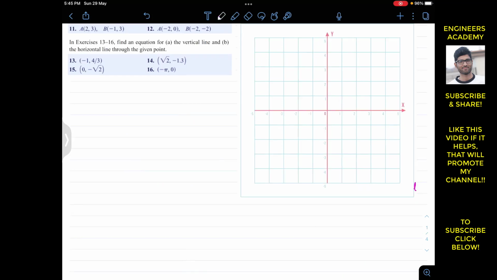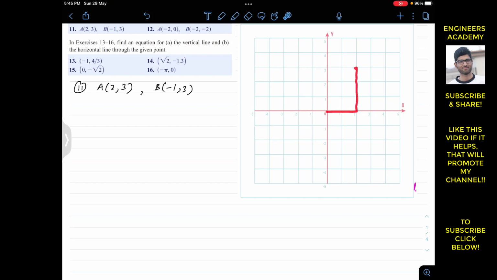Now the next problem is problem 11. Again we are given 2 points. Point A is 2, 3, and point B is minus 1, 3. So if we plot these points, the coordinates of point A are plus 2 and plus 3. So point A is somewhere here. This is plus 2 and 3. So this is point A.